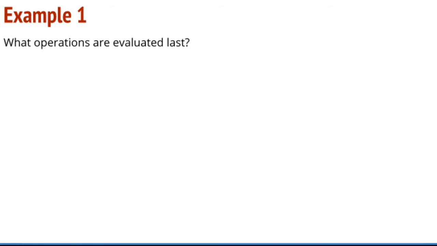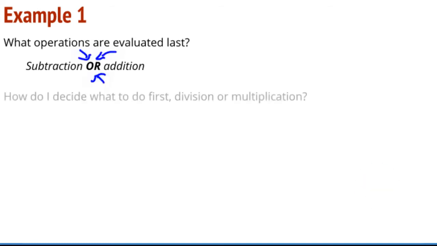Now, what operations do we perform last? Well, after we've taken care of all the multiplication and all the division, after we've done left to right for those, then we're left with our subtraction or our addition. And notice the or, and it's the same question. Well, how do I decide which one I'm going to do first? And that should say subtraction or addition. I'll have to fix that.